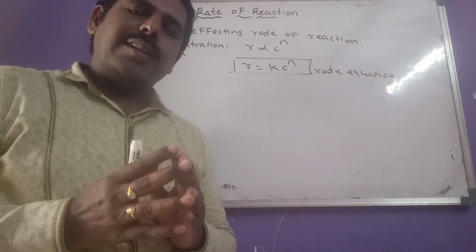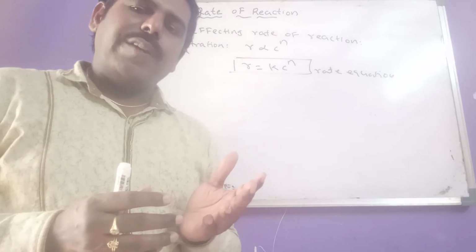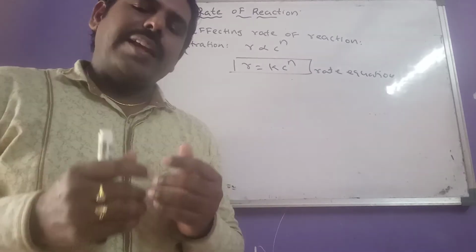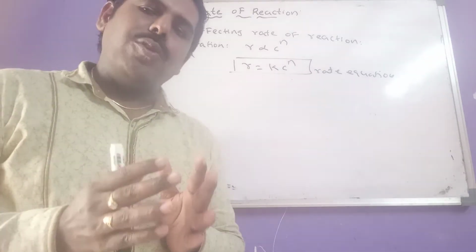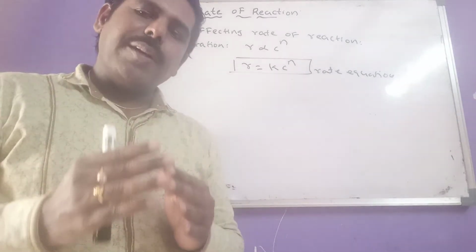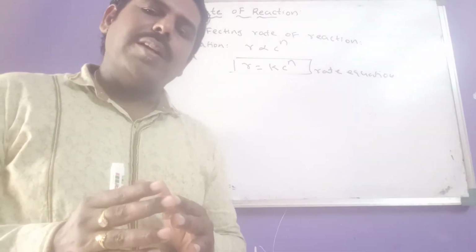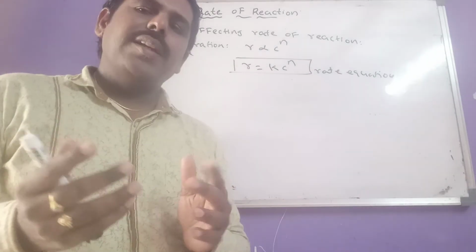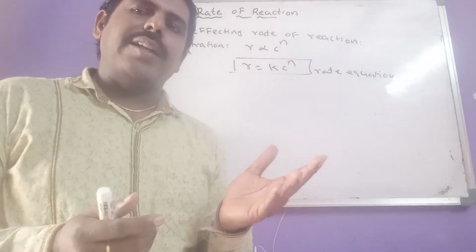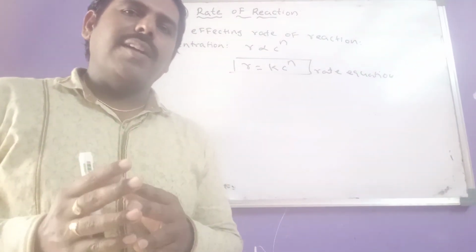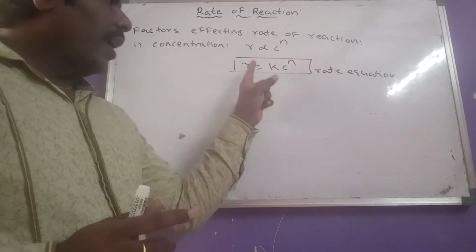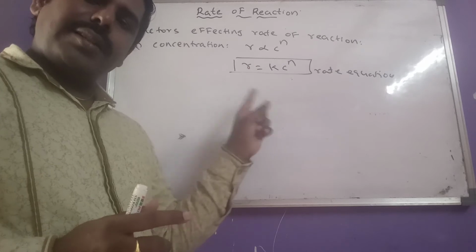And why does concentration affect the rate of a reaction? As the concentration increases, the number of molecules per unit volume also increases. Therefore, the number of collisions among reactant molecules also increases. So like that, the number of products formed also increases. So the rate of reaction is directly proportional to which one? Concentration. And here k is known as the rate constant.